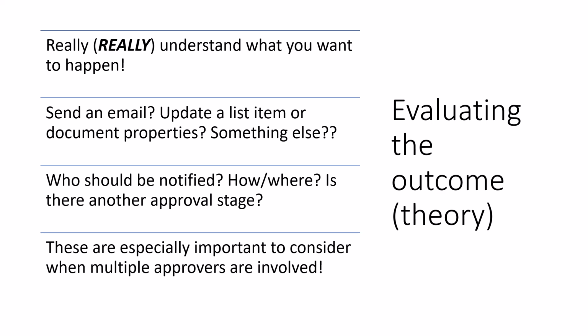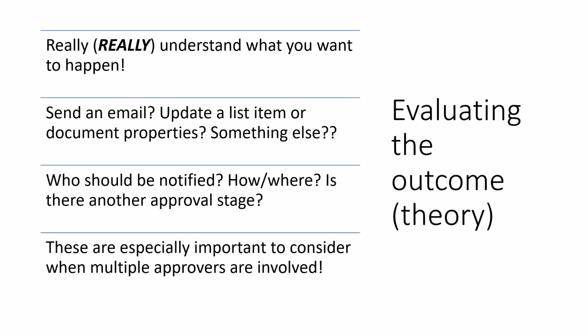And I understand it can be tough to talk to people about this, but it starts with you having an understanding of how these choices work and what choices you have, and how they are going to impact the overall process of your flow. But think about what needs to happen when that approval completion occurs. Do you want to send an email? Do you want to update a list item? Do you want to update the document properties if it's an approval for a policy or a contract? Do you want something else to happen?